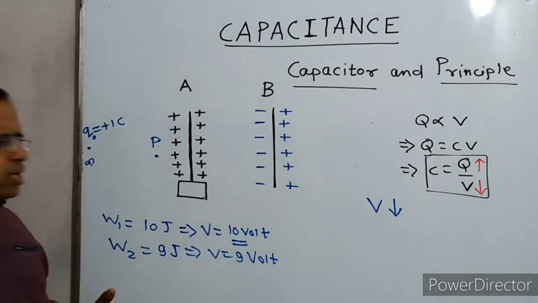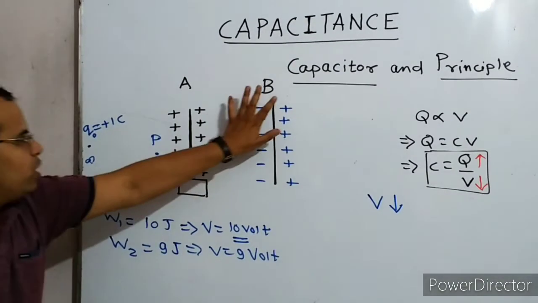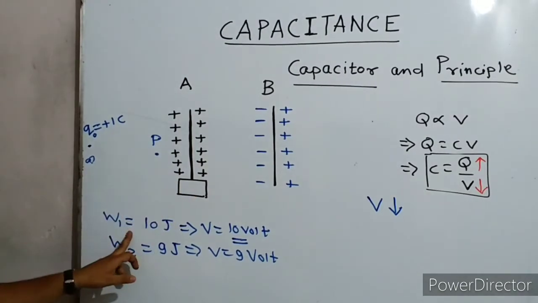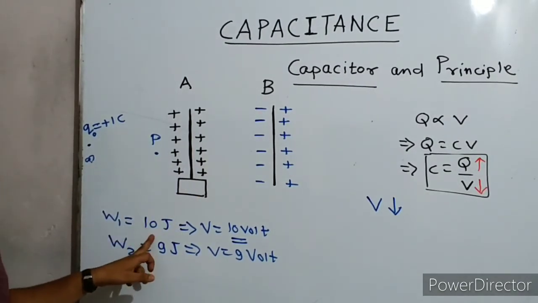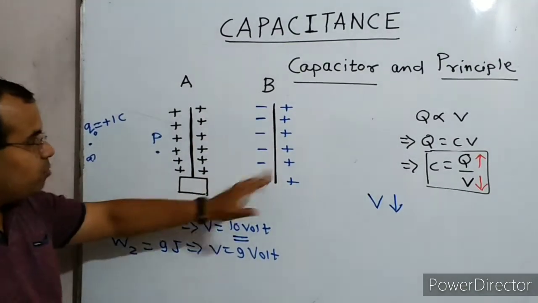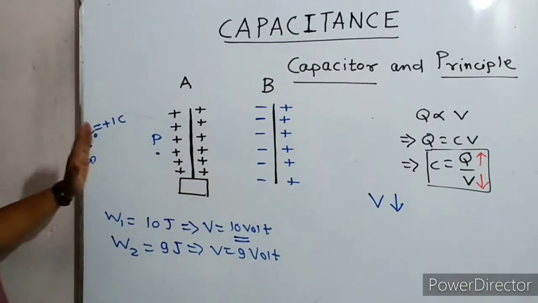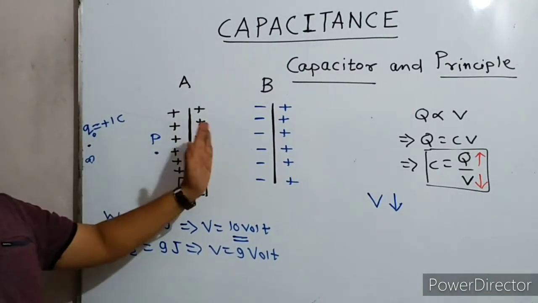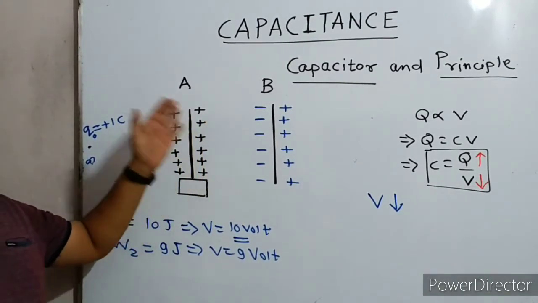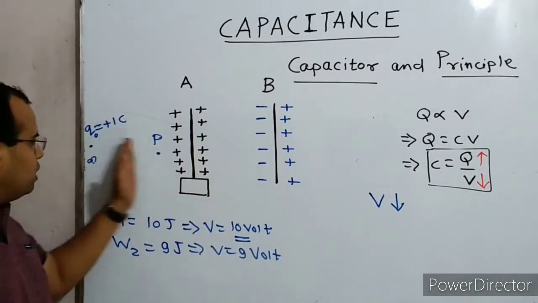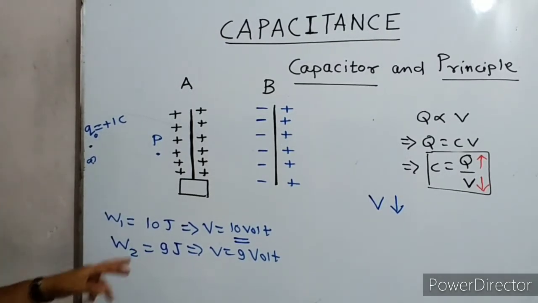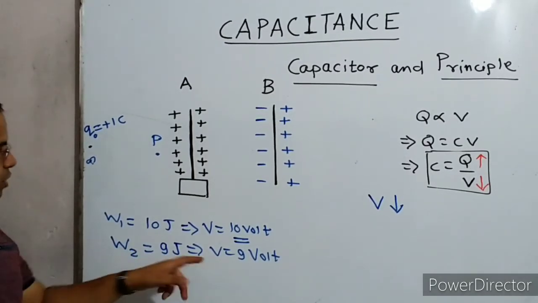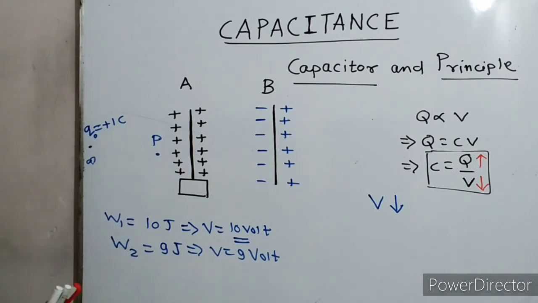Okay, so point number 1 is, when there was only one plate, we had to do 10 joule work. Now when we brought another plate, because of these negative charges, we have to do lesser work, because these negative charges are attracting the charge. That's why now the work done is 9 joule, so definitely potential has decreased.